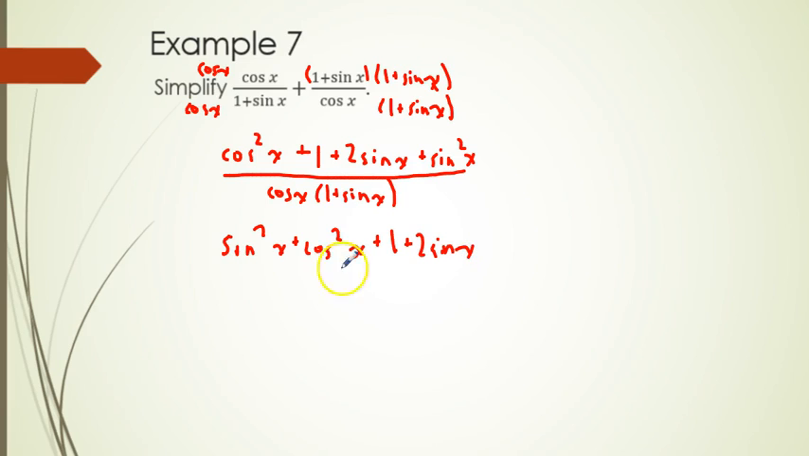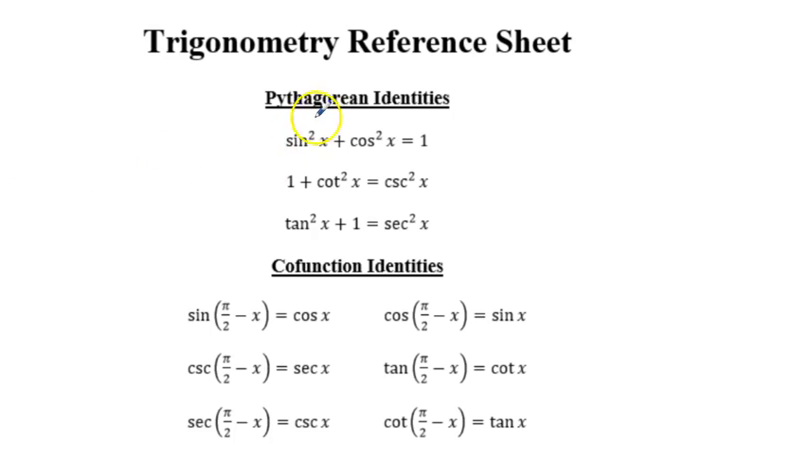The reason it's helpful for me to do that is because you will hopefully recognize sine squared plus cosine squared from the trig identity reference sheet. I'll show you this identity in just a second. So by grouping those two together, now I can look at the formulas I've given you. And there's one that says sine squared plus cosine squared is equal to 1.